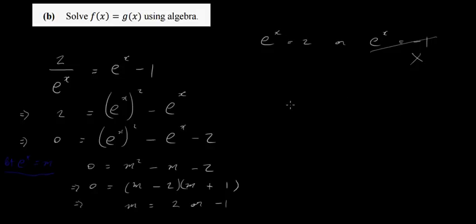So e to the power of x here is equal to 2. Let's just work this one out. Well, we can take the log of both sides. So log of e to the power of x is equal to log of 2. You can see here this is just going to be simply x, and we work out the log of 2 here. The log of 2 is 0.693. So this is our solution here, 0.693.